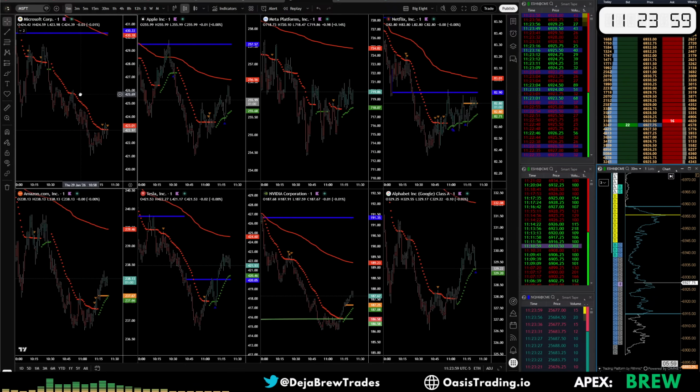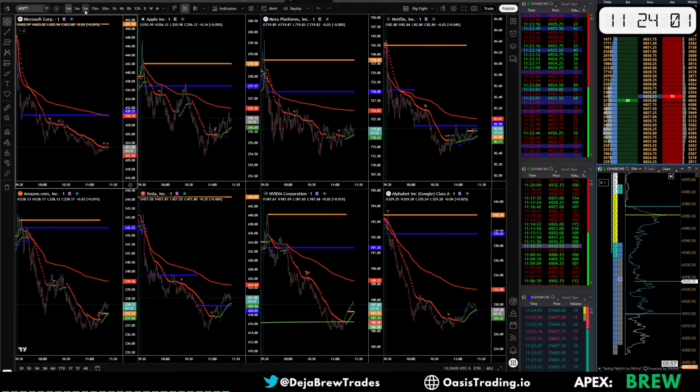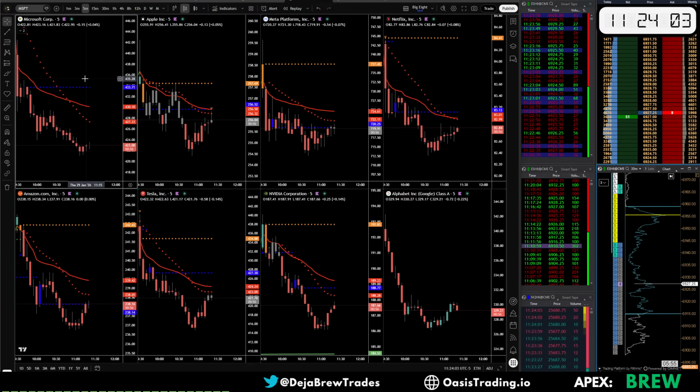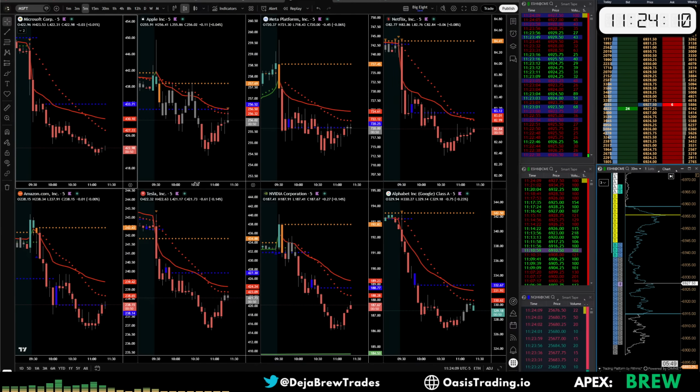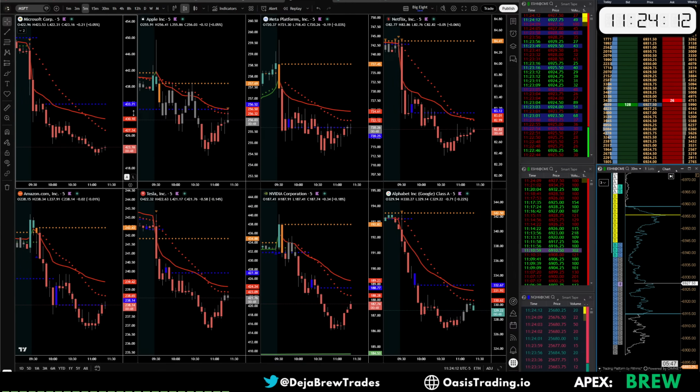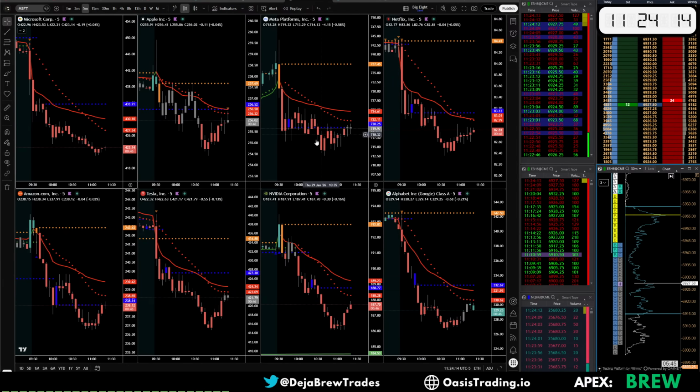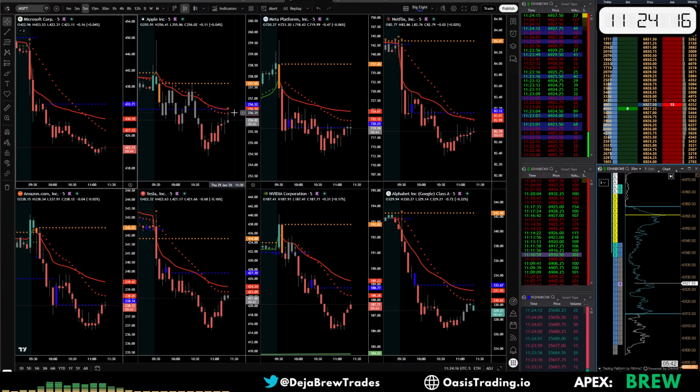Still not hitting VWAP on any of the bigger names here. Kinda hit it on Apple, little wick there. I mean, look at the formation. They all look like bear flags. So it's hard to trust this is a decent bounce until we hold above VWAP.